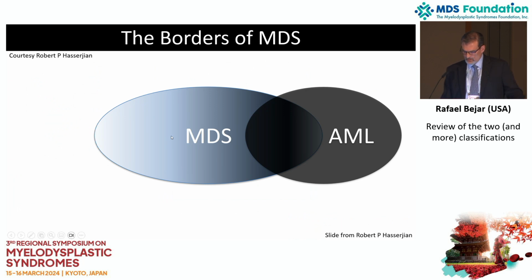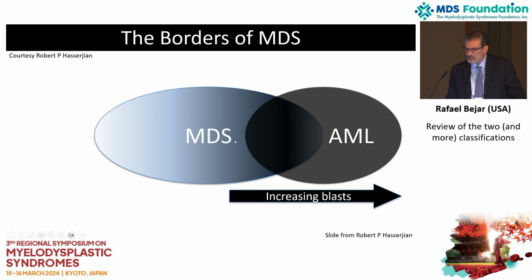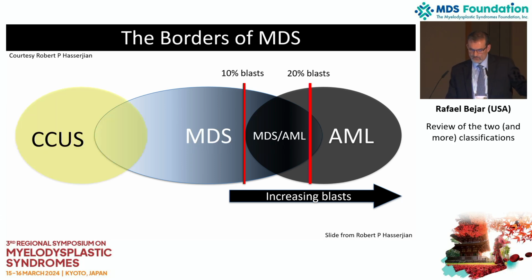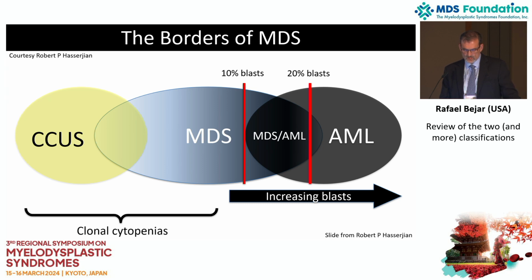So how does this look in a diagrammatic fashion? As we have increasing blasts, we go from MDS to AML. The difference that used to be 20% blasts now may lie as low as 10% blasts with this MDS/AML overlap category in the middle, at least according to the ICC. But on the other side of this, we have pre-MDS or MDS-like conditions that don't quite meet the diagnostic criteria. And the distinction here still remains dysplasia. So looking at the bone marrow is still going to be a very important characteristic for understanding these patients.